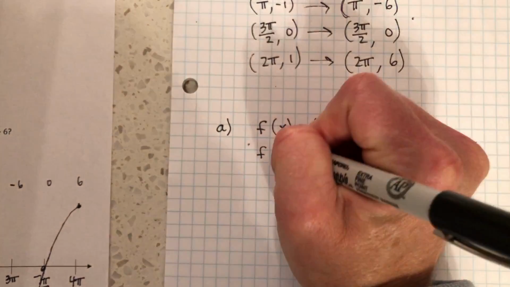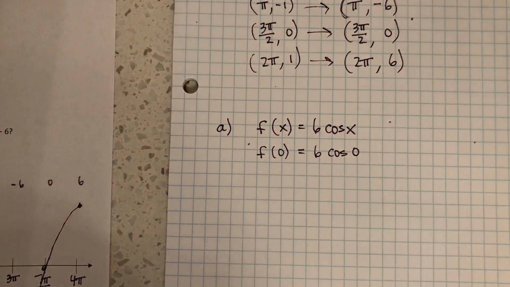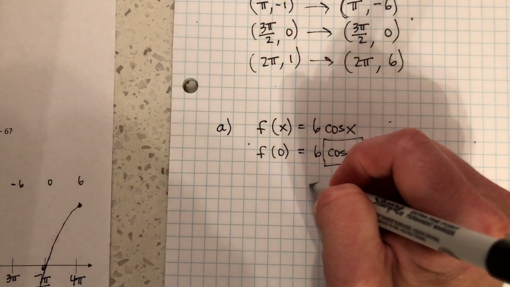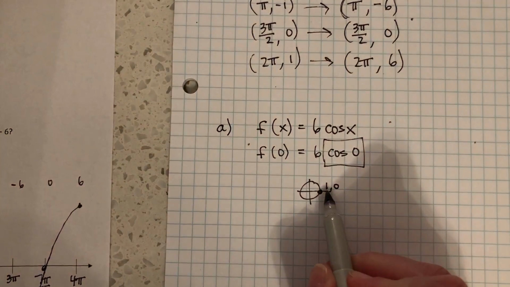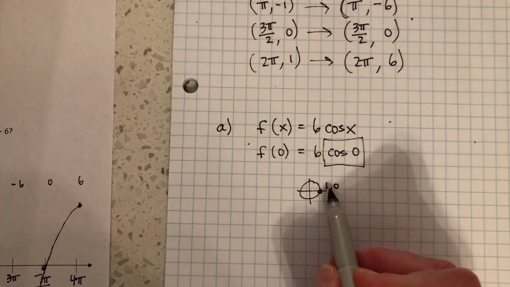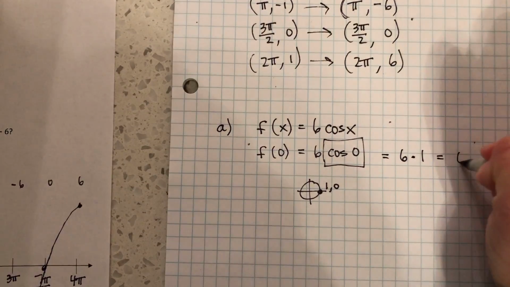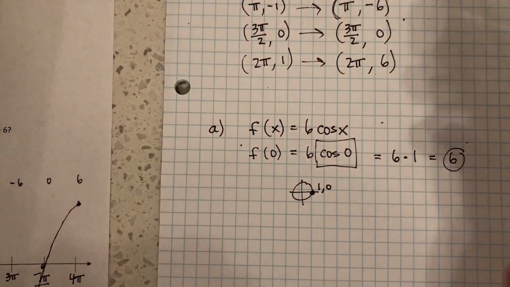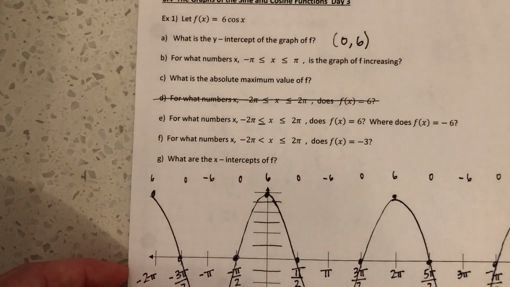So if you found f of 0, that would be 6 times the cosine of 0. Well, what is the cosine at 0 radians? Guys, think of your unit circle. At 0 radians, what was that x-coordinate? Because that's the cosine. It's 1. So the cosine of 0 is 1. So that's really 6 times 1, which is 6. So your y-intercept is definitely 6, just like the graph showed us. Okay? All right, perfect. So part A is done.